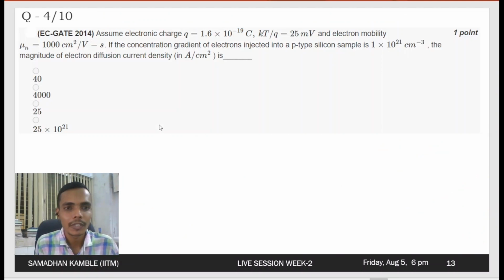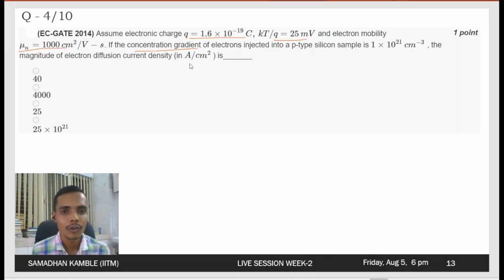This problem I have taken from the previous GATE exams. This appeared for GATE 2014 for EC. Okay, the question is as follows. Assume electronic charge Q is equal to 1.6 times 10 to the power minus 19 coulomb, kT by Q is given as 25 millivolt, and electron mobility is also given. So these are some parameters that are given. If the concentration gradient of electrons injected into a p-type silicon sample is 10 to the power 21 per centimeter cube, so the concentration gradient is given, find the magnitude of the electron diffusion current density.